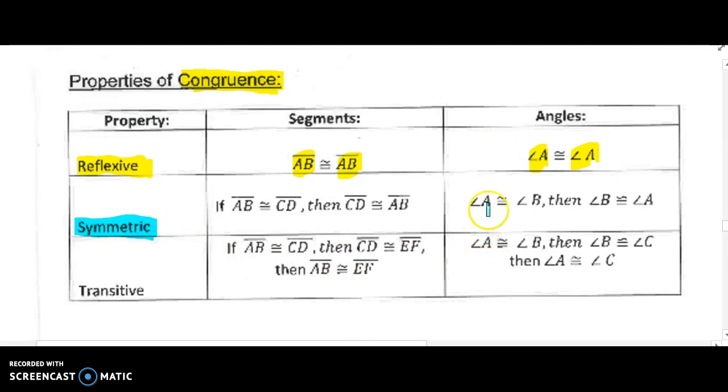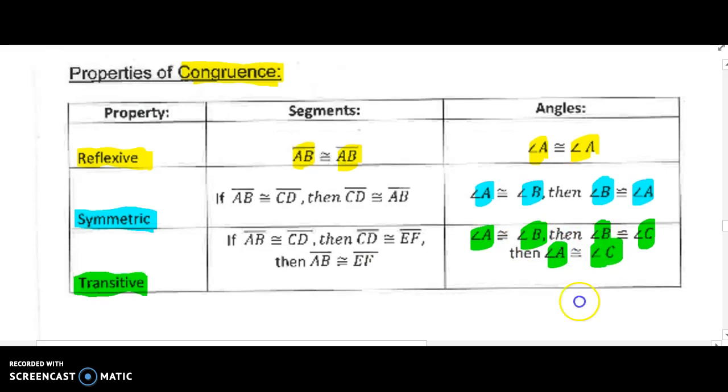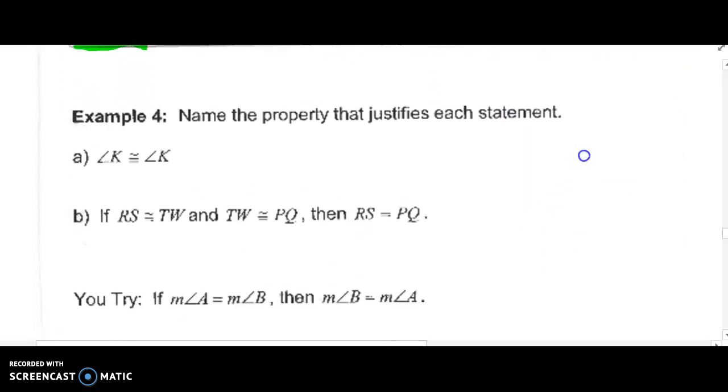These are segments and angles, but it's the same idea. Symmetric. It's the same thing, just the order is flip-flopped. B is on the left now of the congruent sign, and A is on the right, vice versa for the original equation. And then transitive is probably my favorite. If angle A is congruent to B and B is congruent to C, since they both equal B, then you can equal them to each other. A is congruent to C. Same thing for segments. I just feel like the angles is a little cleaner.